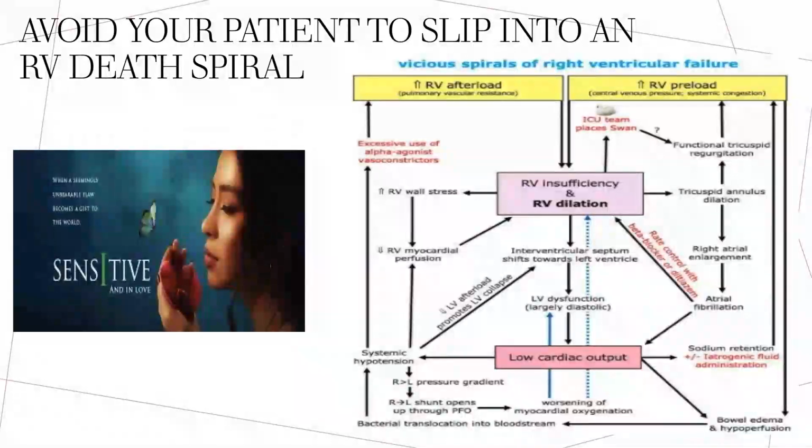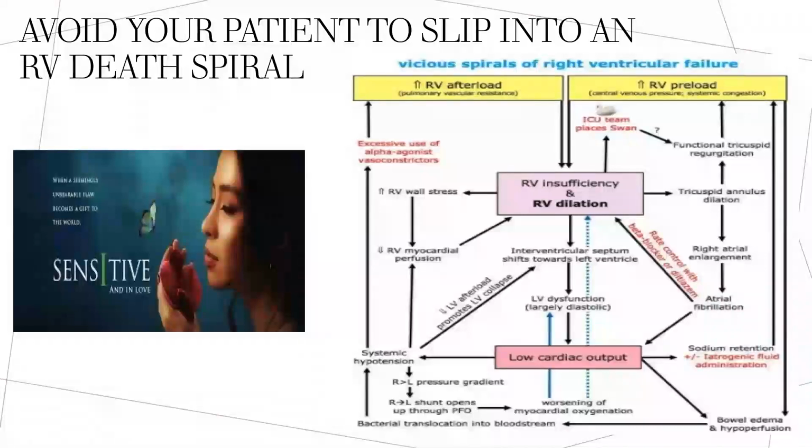Decreasing of this leads to a vicious circle. Another spiral: increasing RV insufficiency leads to dilatation of the RV. This leads to stress on the RV, and this leads to decreased RV myocardial perfusion, and this leads to more RV ischemia and more RV dysfunction.